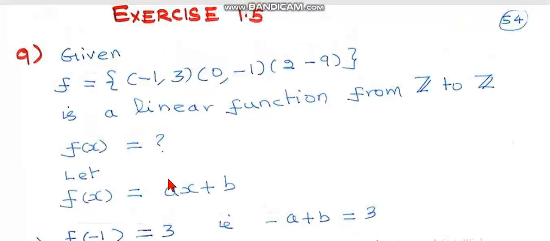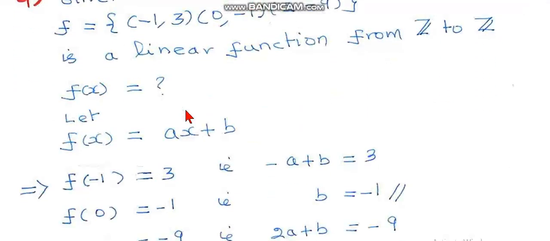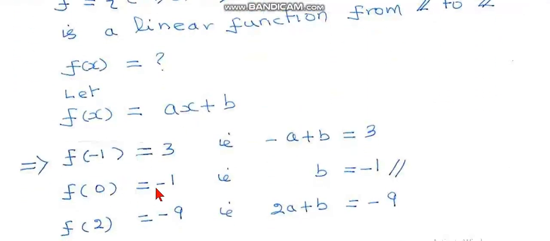X is -1, so a into -1 plus b, that is -a plus b, that's given as 3. Then f of 0 is -1, a into 0 plus b, that is b equal to -1. F of 2 equal to -9, that is a into 2 plus b, that is 2a plus b equal to -9. We have got three equations. We have to evaluate two constants a and b. So you can take any two equations.